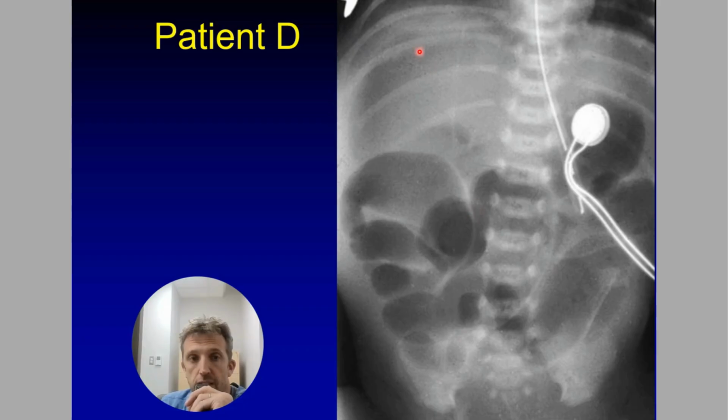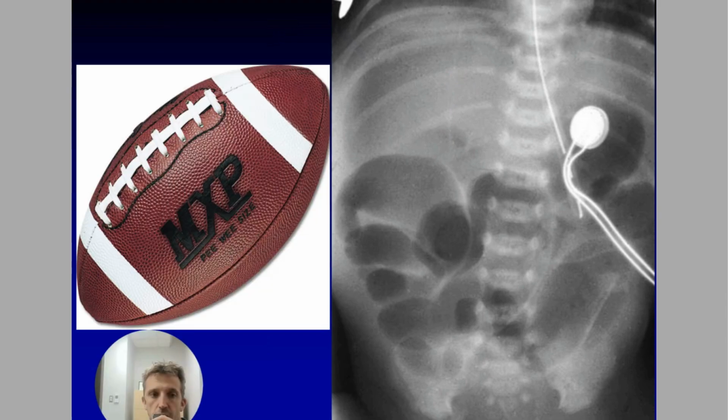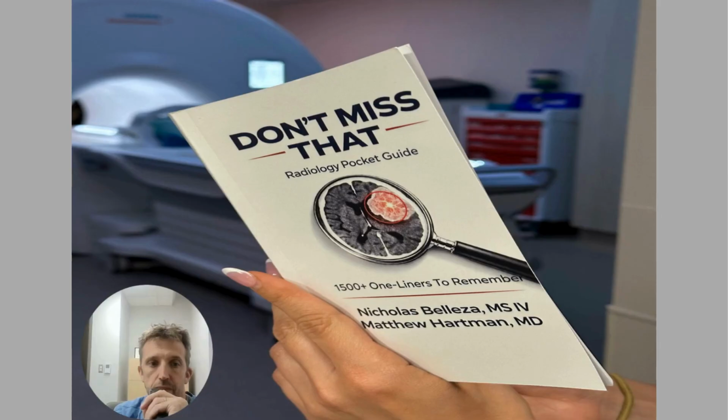So again, we're not necessarily looking under the diaphragm, but if we know the football sign, we see the sharp line. That is the falciform ligament. They have air in the peritoneum, air, falciform ligament, air makes for a sharp line there. This has been called the football sign. Basically, you get the ribbing with the falciform ligament. So that is free air in a nutshell.